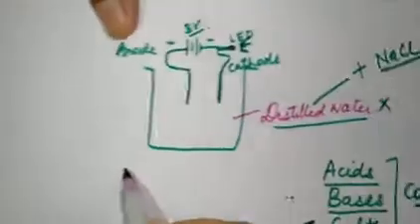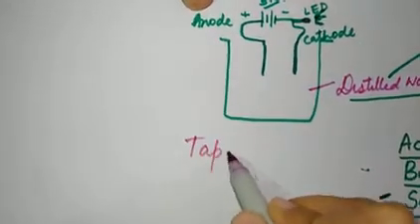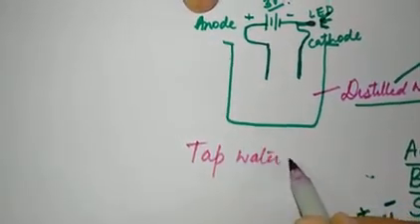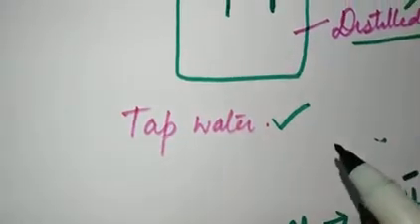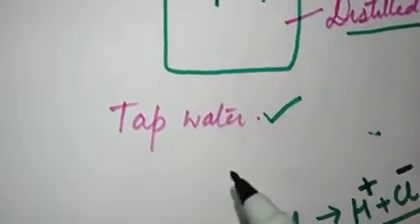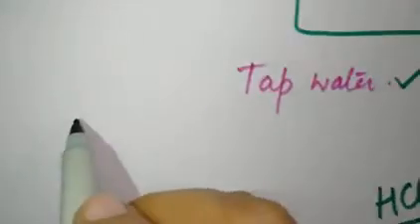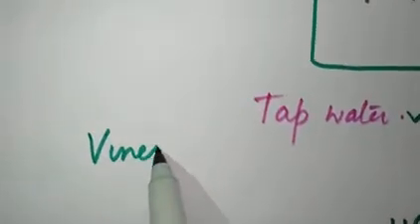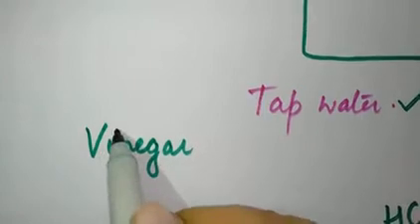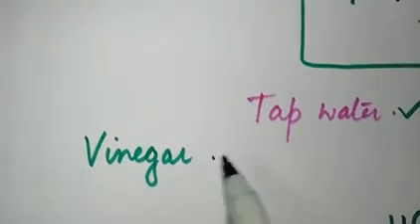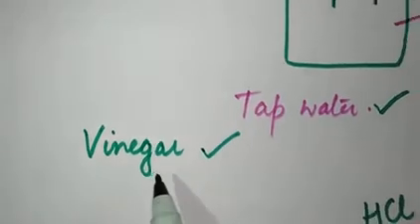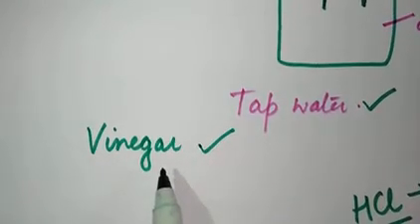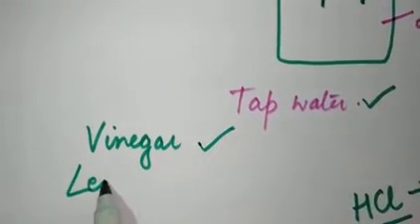Tap water is the second example. Will the bulb glow for tap water? Yes, it will glow. Why? Because it contains many dissolved salts in it. Then we check for vinegar. We fill the vinegar and we test. Will the bulb glow? Yes, the bulb is going to glow, because it's an acid. Then lemon juice.